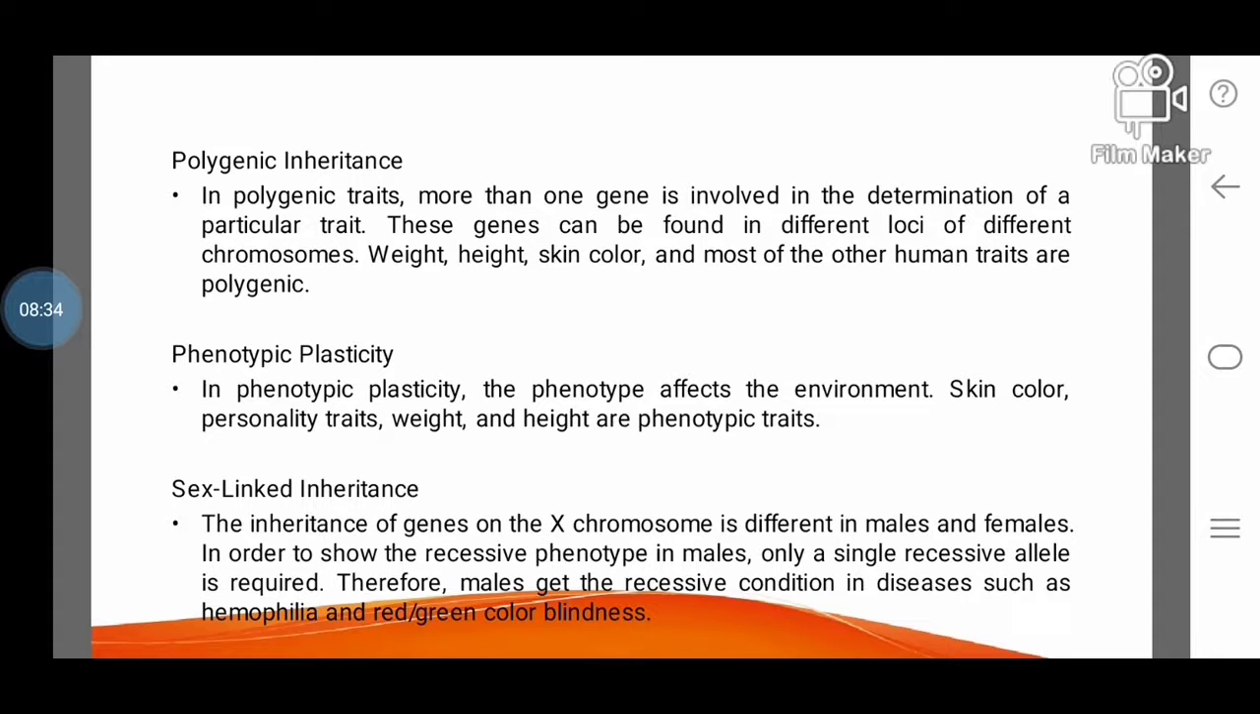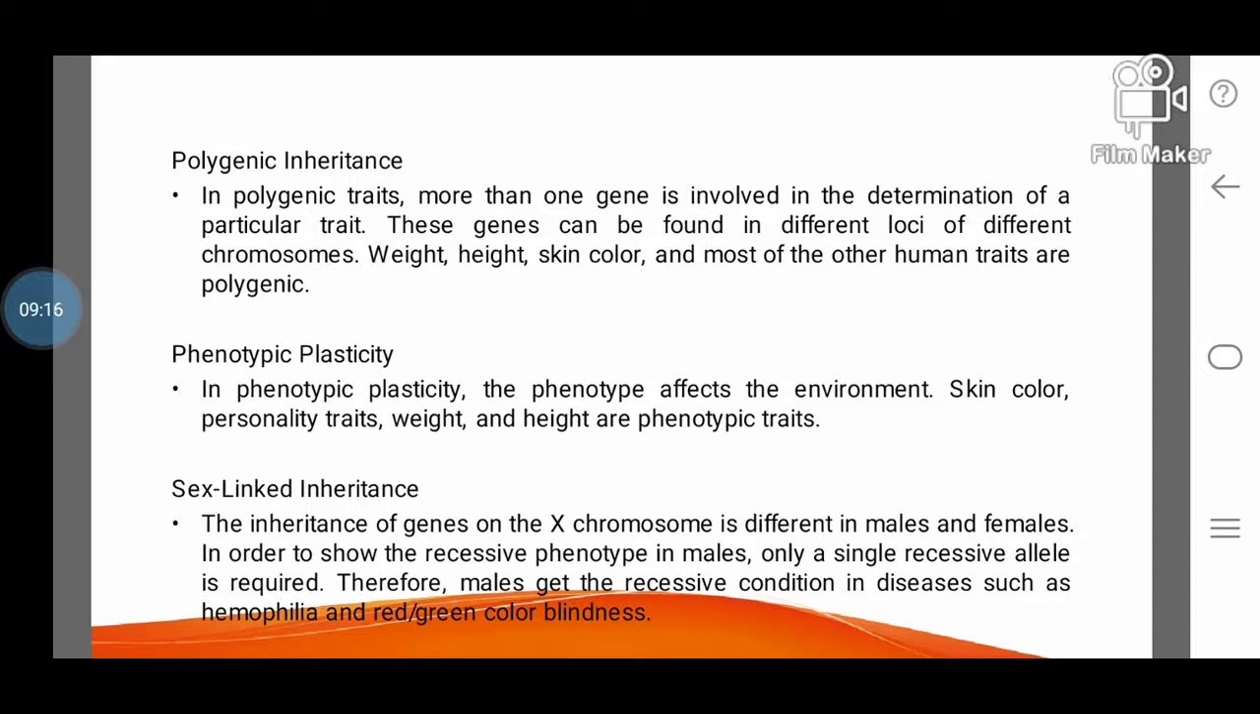Well, in phenotypic plasticity, the phenotype affects the environment. Skin color, personality traits, weight, and height are phenotypic traits. So in phenotypic plasticity, it affects the environment, either the skin color, personality traits, weight, or height. They are all examples of phenotypic traits.